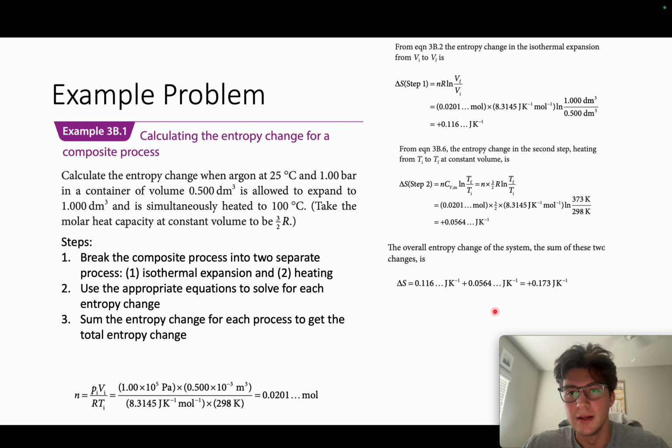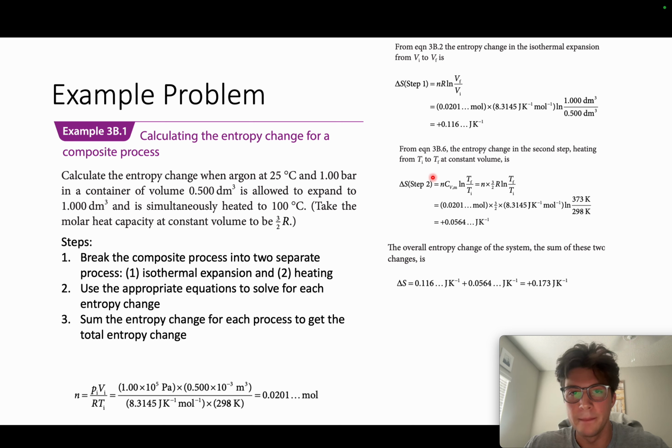So overall, in this problem, we broke down the process into two separate steps, and then we used the appropriate equations to calculate the entropy for each specific step. For example, here we did the isothermal expansion entropy, and then we did the heating entropy here. And then finally, we took the sum of these two values to find the total entropy change for this composite process.